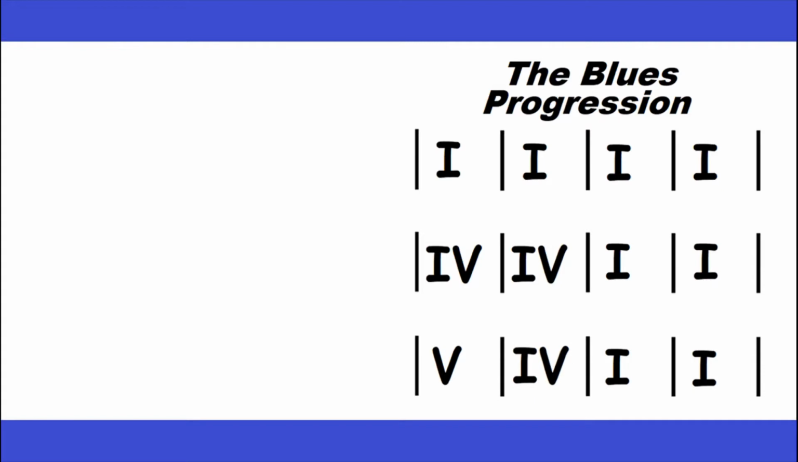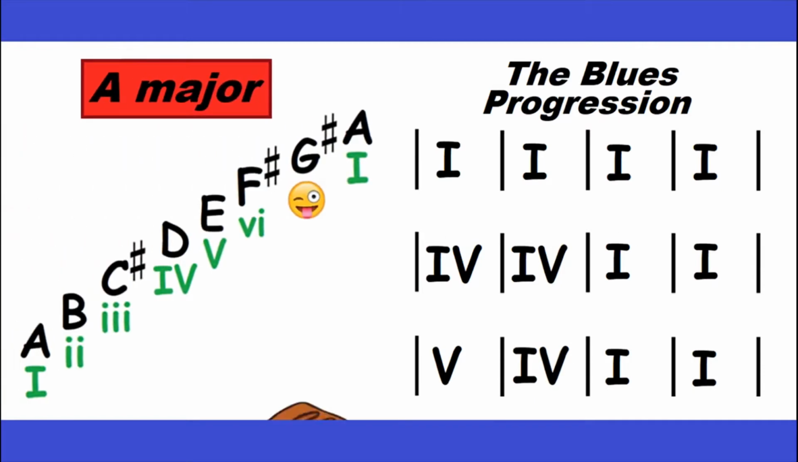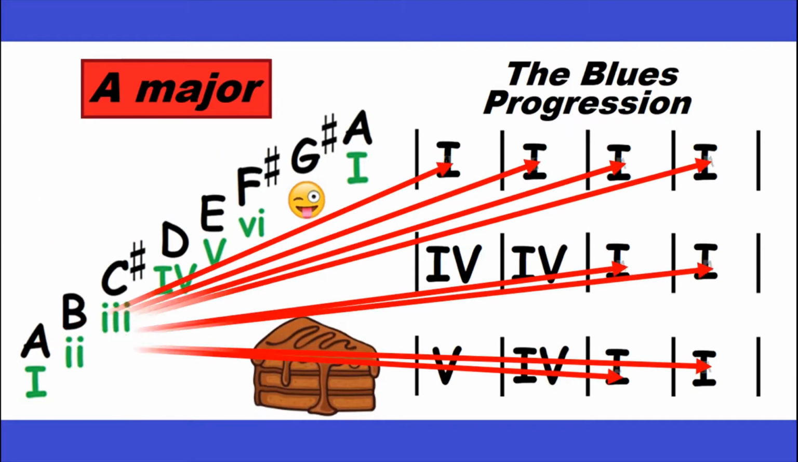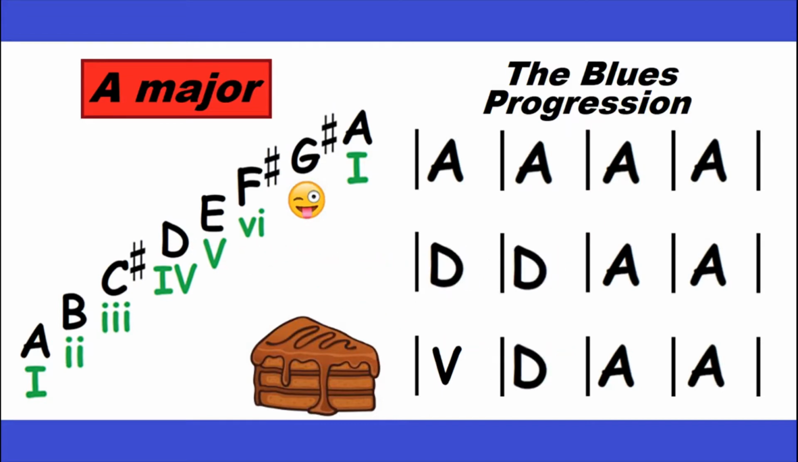Let's return to our basic blues form. 4 bars of 1, 4-4-1-1, and 5-4-1-1. Rewriting this in the key of A is a piece of cake. The 1s become A's, the 4s become D's, and 5 becomes E. Perfect so far. Now to play it.